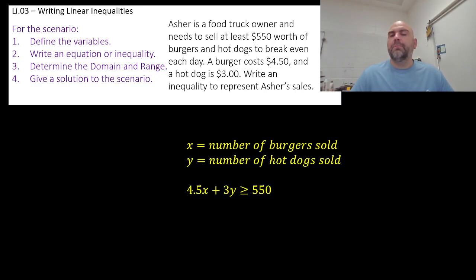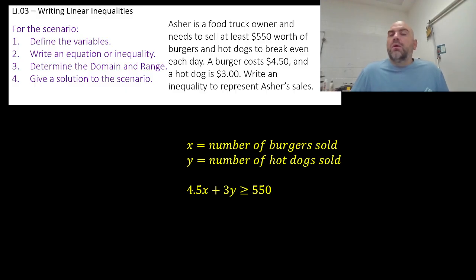And this is a little bit of what it's going to look like. 4.5x, so we're multiplying the number of burgers by 4.5, and then we're adding 3 times the number of hot dogs sold, because we're trying to find out the amount of money made by hot dogs. And when we combine those two, it needs to be greater than or equal to 550. Okay, so it's representing that we have an amount of money that is being made, and then we have a limitation as to how much he needs to make to break even. So this situation is representing his amount of sales and if he's breaking even or not. Okay, hopefully he is.